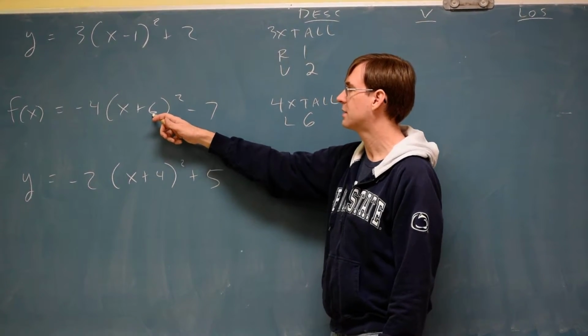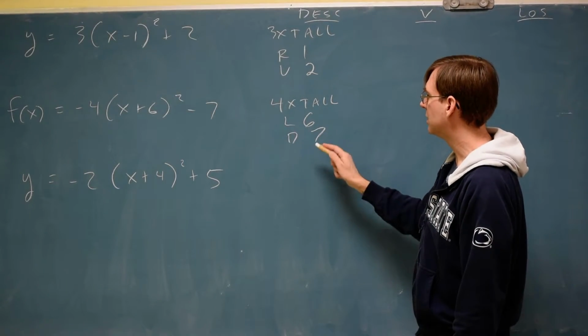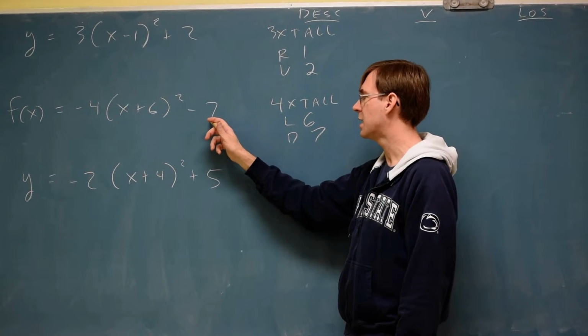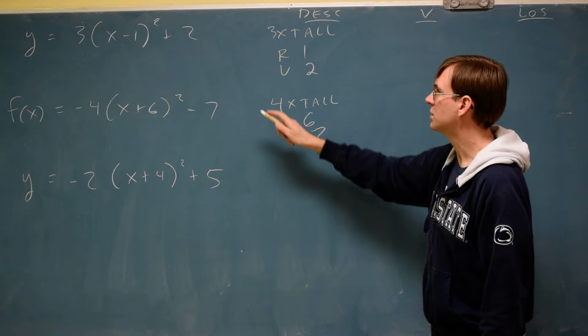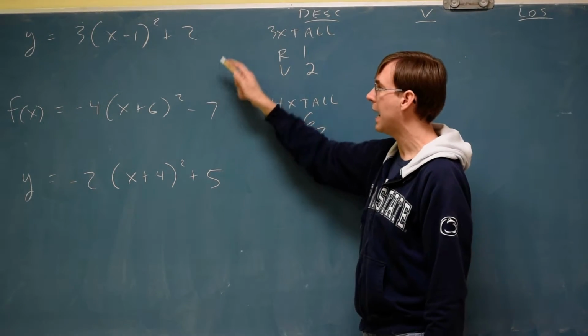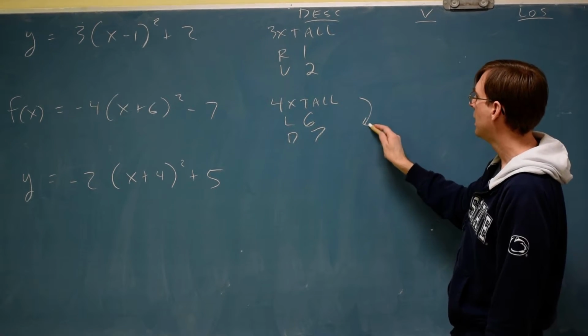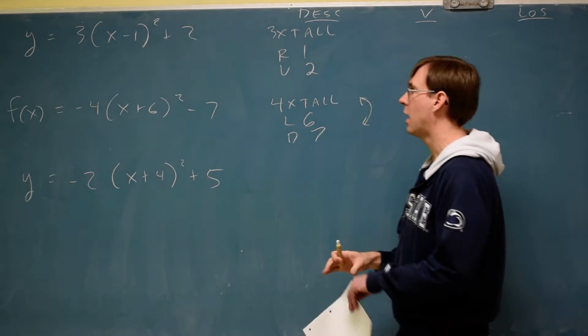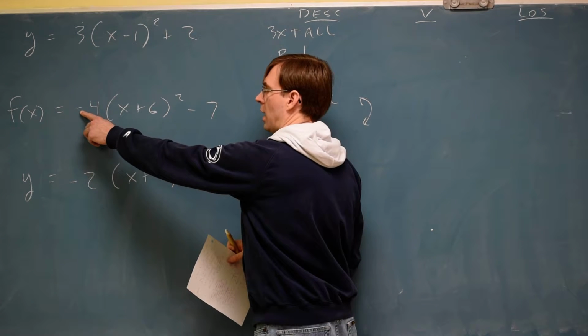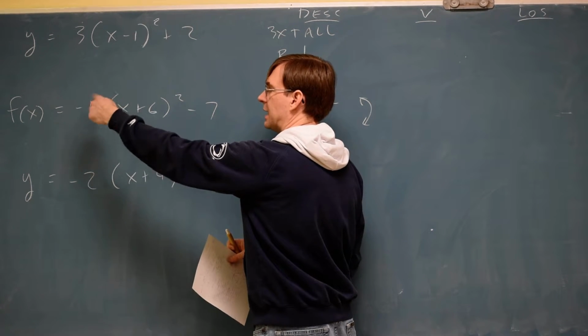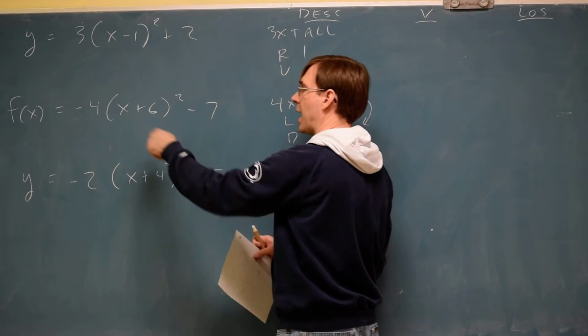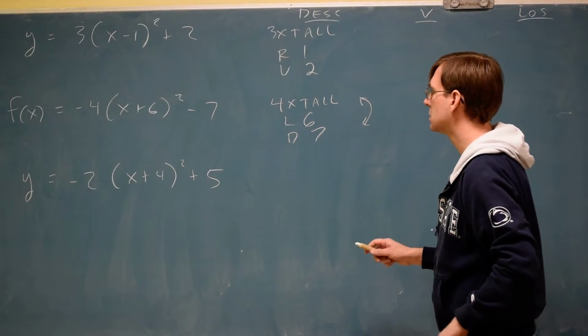This takes me left 6. And I'd go down 7, because this is taking me down 7. Same reason that took me up 2. Adding makes you move, and it's not in the parentheses, so it's up or down. And I'd also get a flip upside down. This negative that multiplied causes a flip. Upside down flip is whenever that's not happening inside the parentheses.